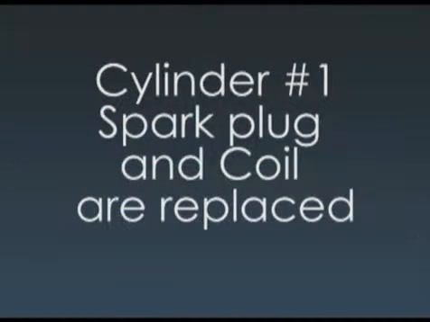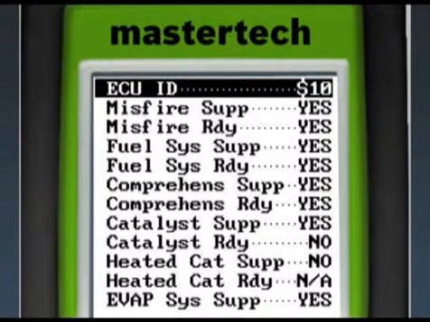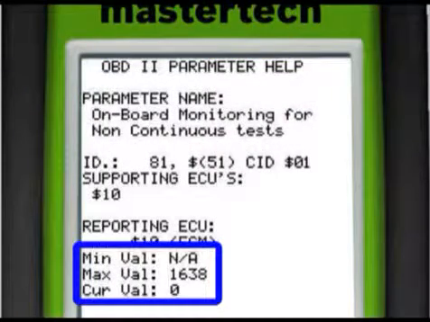After replacing the number 1 coil and the spark plug, we take the truck for a final road test to verify our repairs. We make sure that we clear any DTCs that we may have set during our test. We watch the IM readiness monitor status to make sure that most of the monitors are complete and then recheck the Mode 6 data. The Mode 6 data confirms that the truck is repaired.